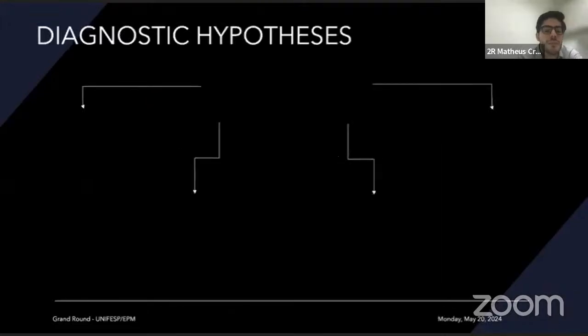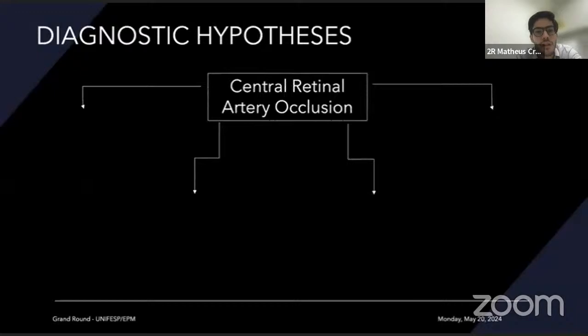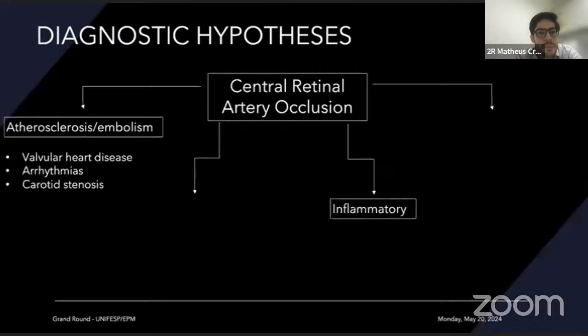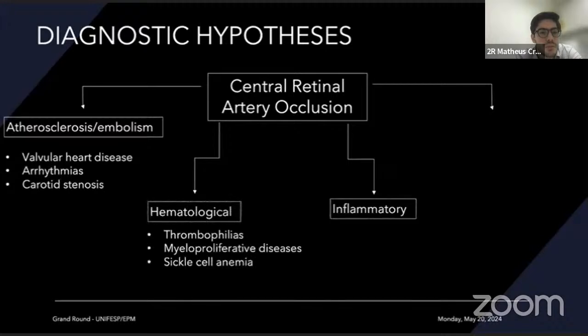So for diagnostic hypothesis in front of a patient, our main hypothesis was a central retinal artery occlusion. And in front of a patient with central retinal artery occlusion, we will think about some groups of causes. First one is atherosclerosis and embolism that could be secondary to vascular heart disease or arrhythmias or carotid stenosis. The second group is hematological causes like thrombophilias or myeloproliferative disease.